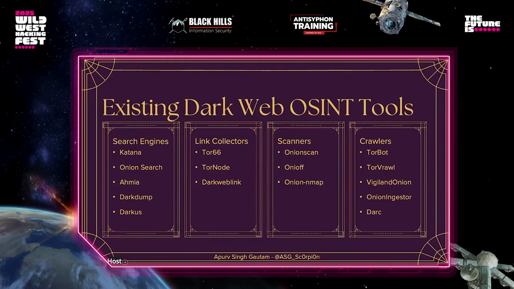Then you go on to link collectors and scanners. This is where you collect all the links and scan what is on there, and the last step is crawling, where you crawl the actual data. So these were the existing tools. I presented this at the SANS OSINT Summit, I think in 2021. These tools are from like 5-7 years ago.